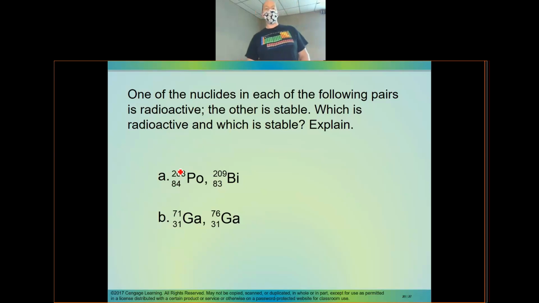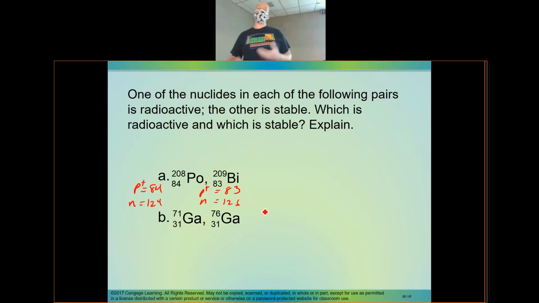It's very common to give a pair of nuclide symbols and ask which one you predict to be stable and which one you predict to be radioactive. A good thing to do here is get your protons and your neutrons. So you've got 84 and 83. To get your neutrons, you simply subtract. That is 124, because 84 plus 124 is 208. Do the subtraction here, you get 126.